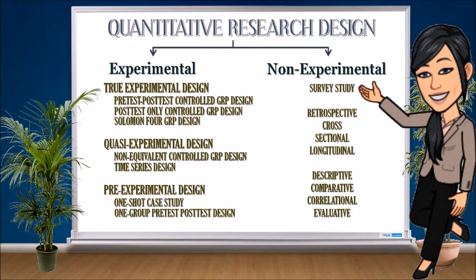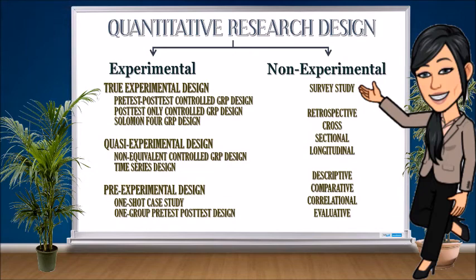Recap of the topic for today. The two broad classifications of quantitative research design: experimental and non-experimental research design. Under experimental, we have true experimental, quasi-experimental, and pre-experimental research design. In true experimental, we have the pre-test post-test controlled group design, post-test only controlled group design, and Solomon four-group design. In quasi-experimental, we have the non-equivalent controlled group design and time series design. In pre-experimental, we have the one-shot case study and the one-group pre-test post-test design.